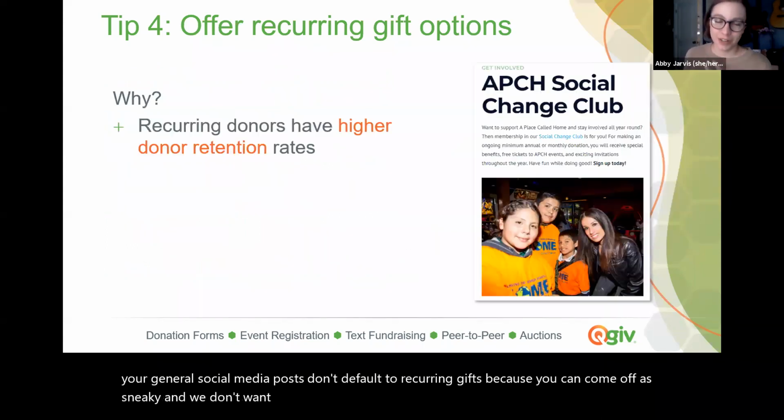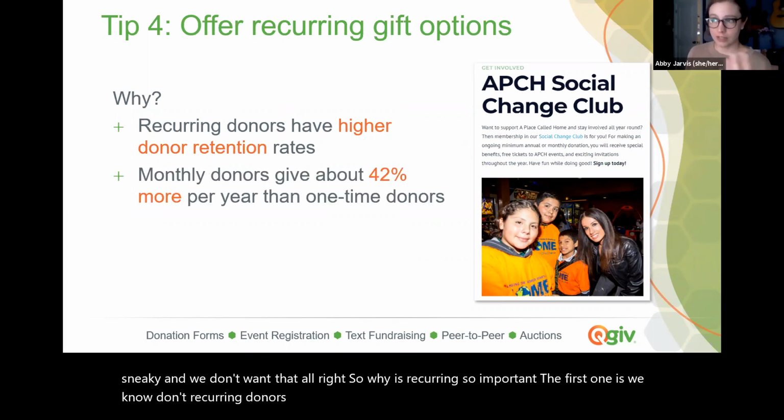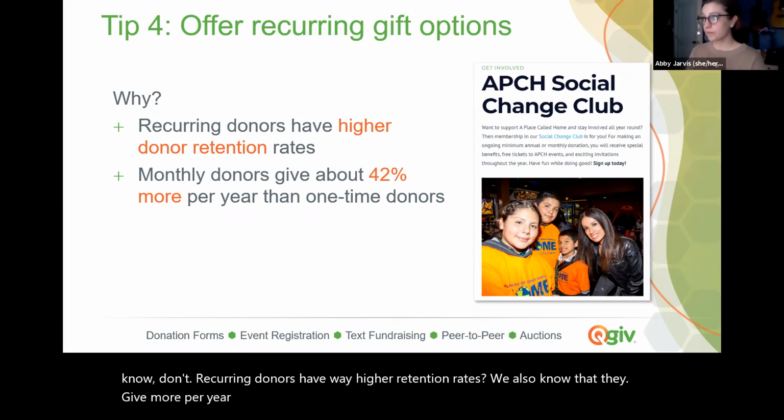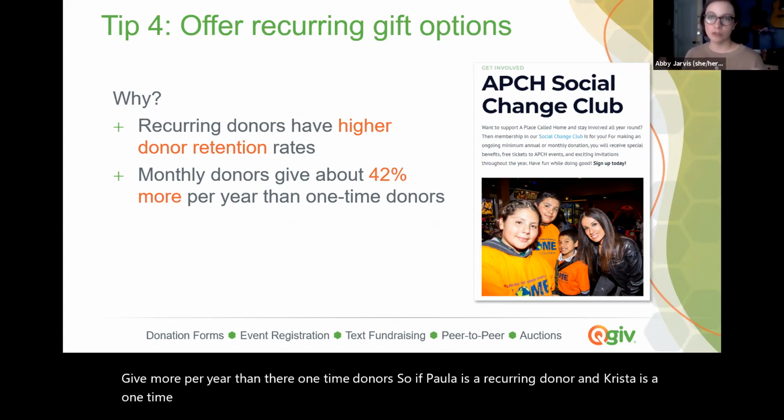All right, so why is recurring so important? The first one is we know recurring donors have way higher retention rates. We also know that they give more per year than their one-time donors. So if Paula is a recurring donor and Krista is a one-time donor, Paula, as a general rule, will give a little over 40% more over the course of the year.